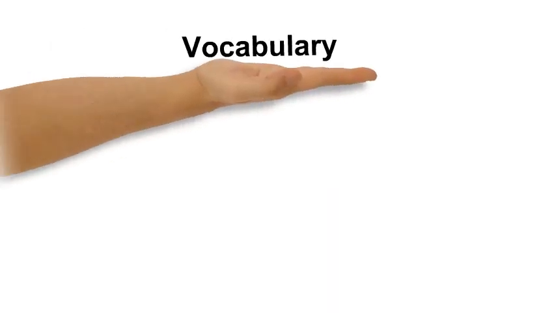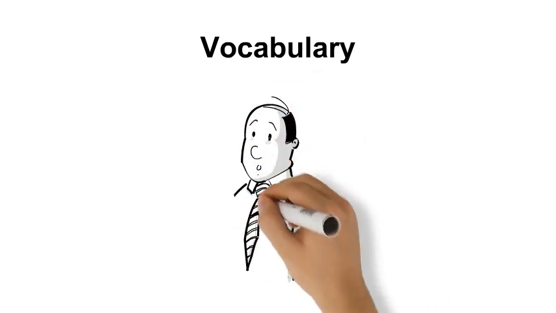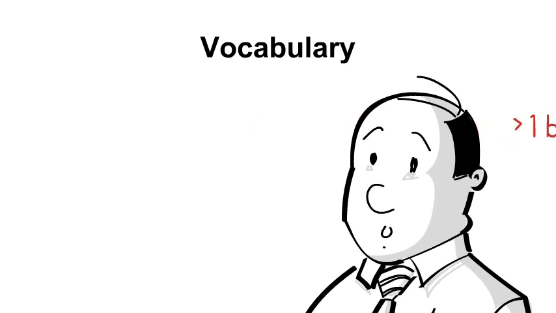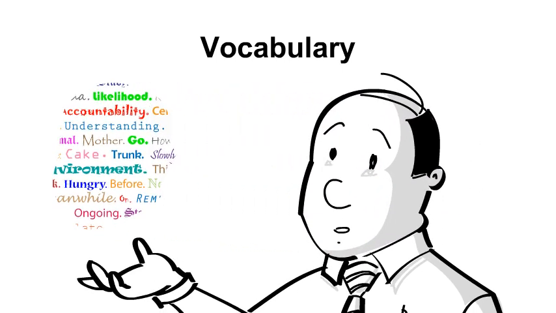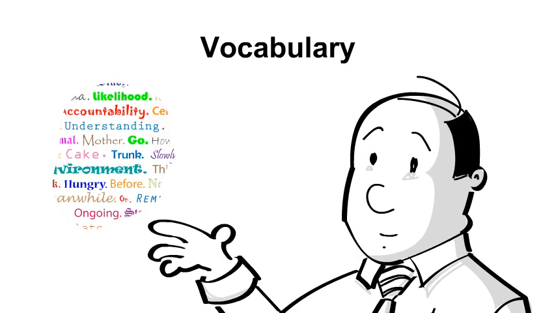This video looks at vocabulary, the basic building blocks of a language. English has more than 1 billion words, and every day new words are being invented. You already know many words in English, possibly thousands of words, but what does it mean to actually know a word? And what is the best way to remember and learn new words?